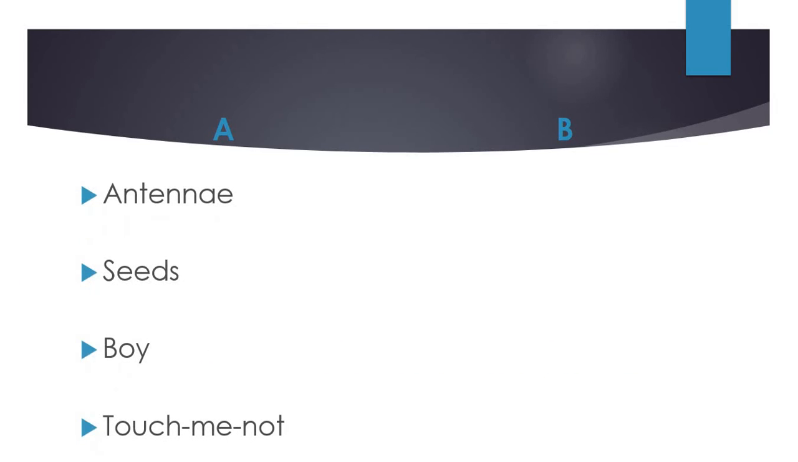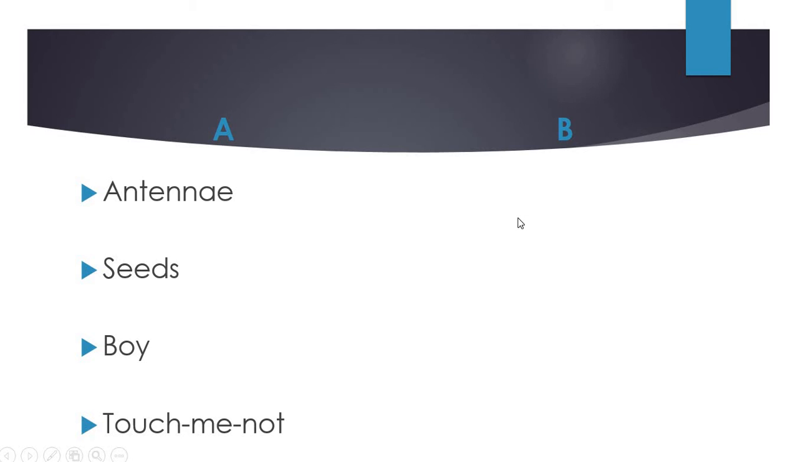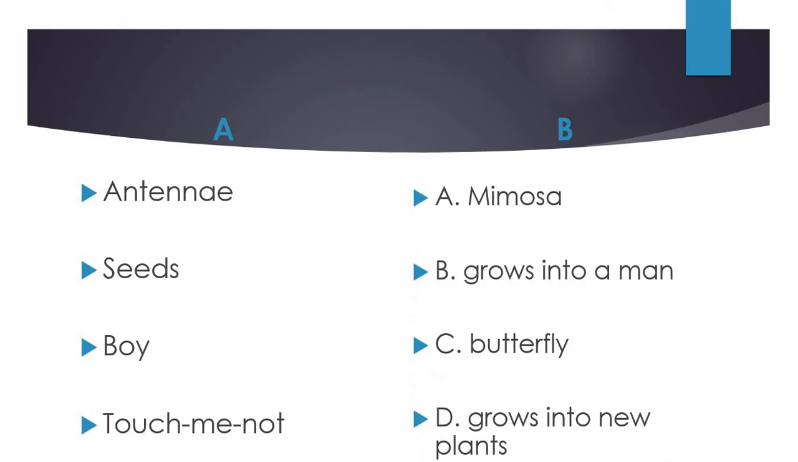Now column A, please write down this much only. You don't have to write column B, just write column A. Only 4 words are there: antenna, seats, boy, touch me not. I repeat, first one is antenna, second is seats, third boy, fourth touch me not. Please write it down quickly, column A. Meanwhile, I'll display column B, but I repeat, you don't have to write column B right now.